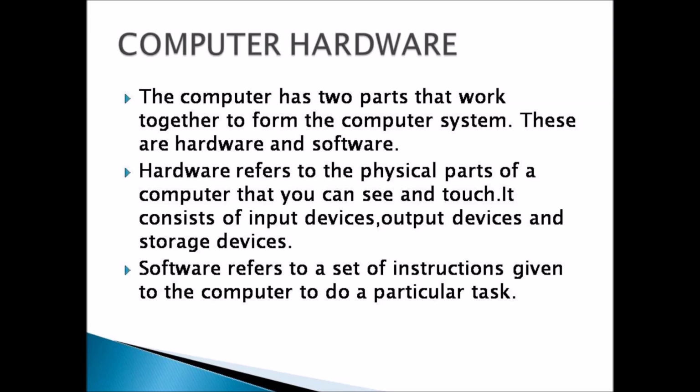What are all the physical parts, children? For example, monitor, keyboard, mouse, CPU are all the physical parts of the computer, isn't it? So these are all the hardware. So the hardware consists of input devices, output devices and storage devices. Okay, we will see briefly about input device, output device and storage device. Okay, children, this is what is meant by hardware. Hardware refers to the physical parts of a computer.